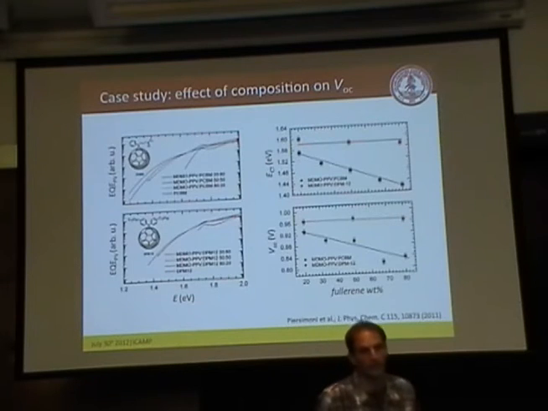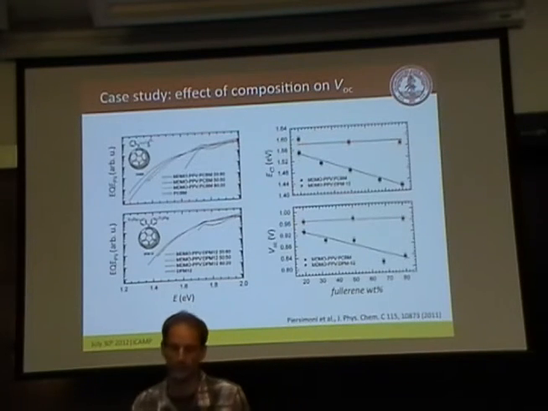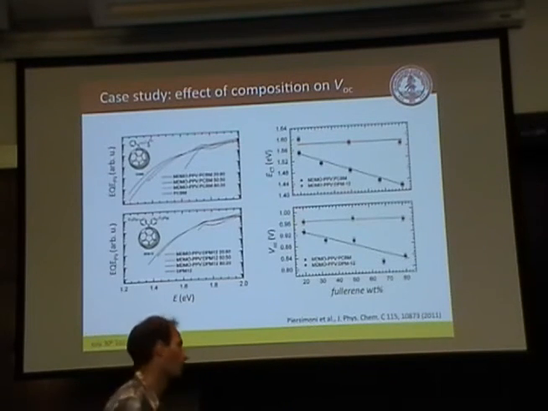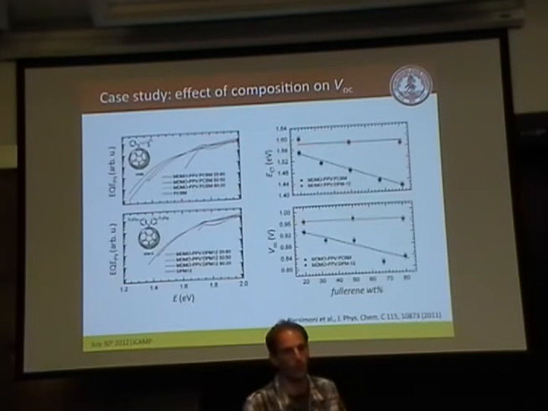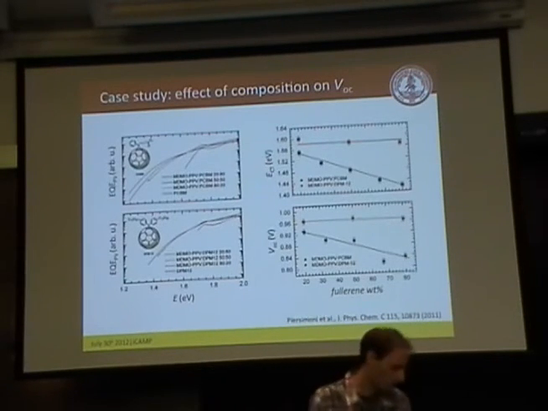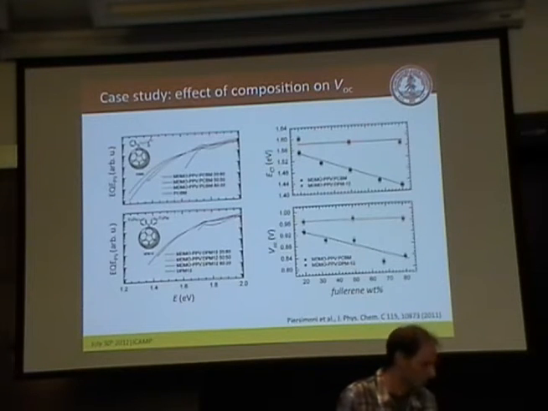So again, crystallization or aggregation of the fullerene lowers the energy of the CT state. And for the P3HT, I hope I'm showing that crystallization of the donor lowers the energy of the CT state.